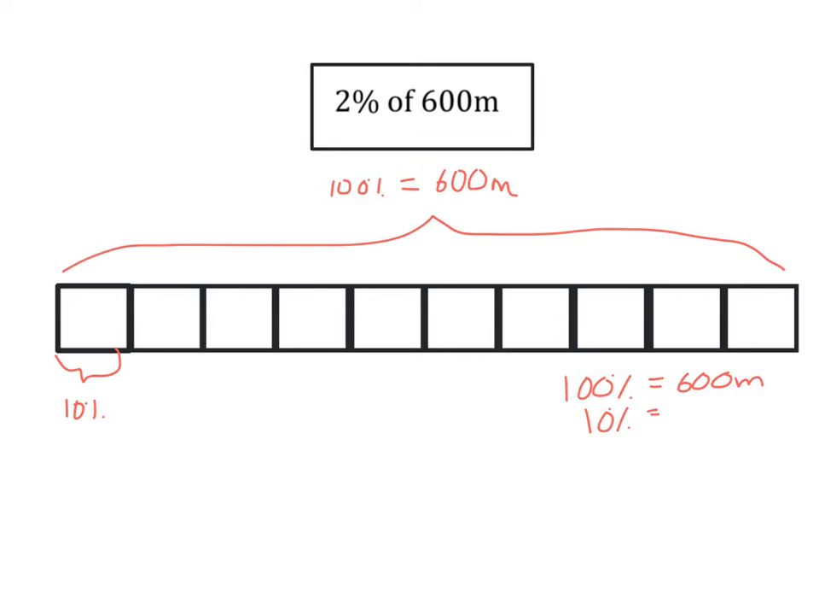We always try and find 10% first, it's a nice one to find. So I'm going to divide that 600 into these 10 boxes. So 600 divided by 10 is going to be 60.